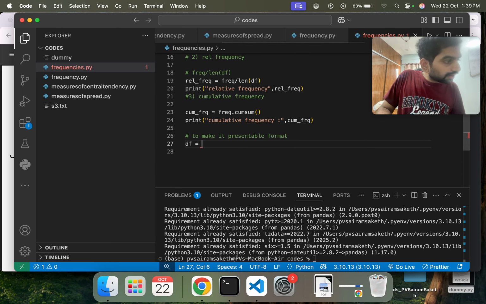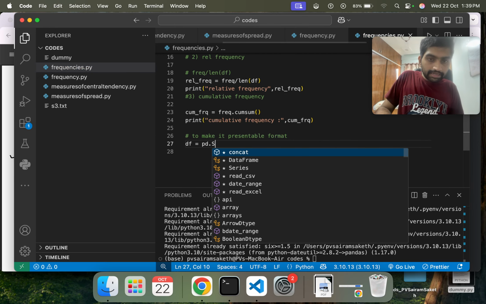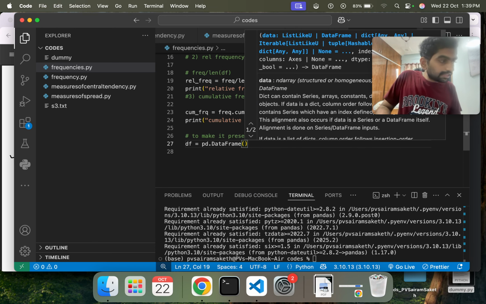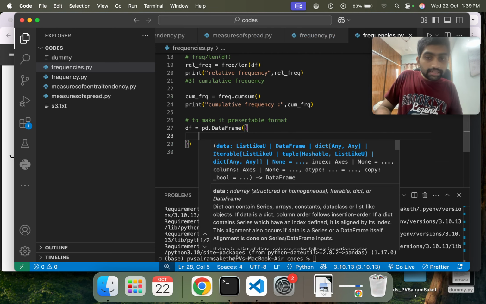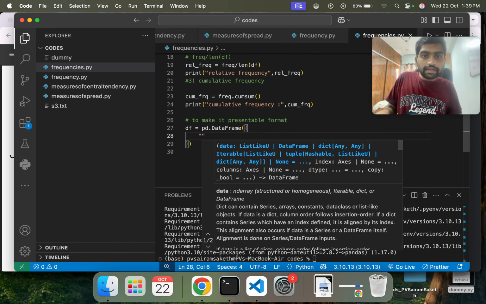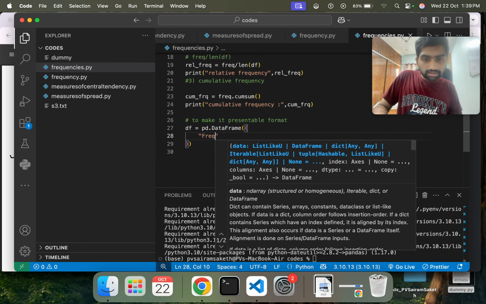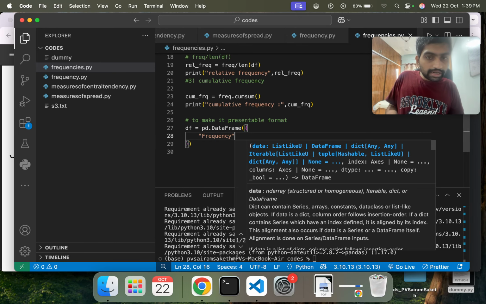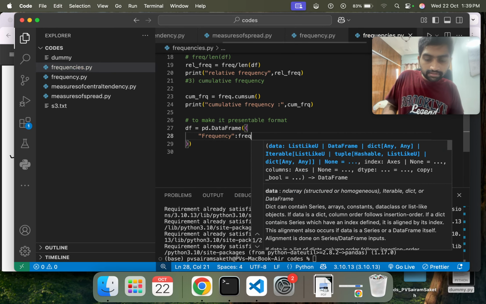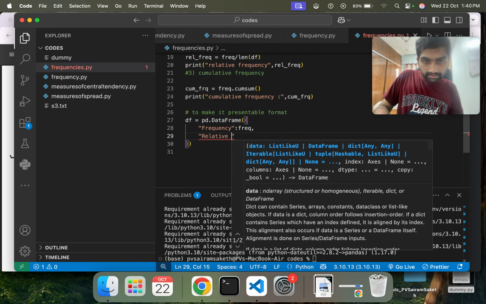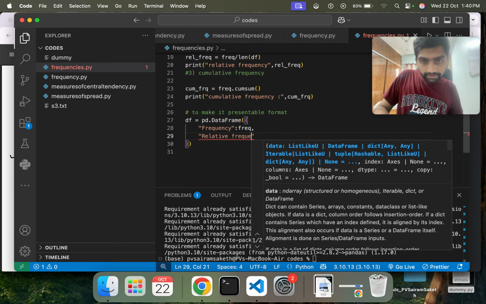In this, you have to convert it, so you will write pd dot data frame. In this, I will create a dictionary. In the dictionary, let's say I want frequency. In frequency, I will just write freq. Then I will specify my relative frequency.